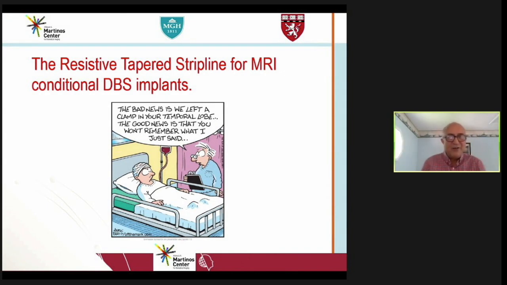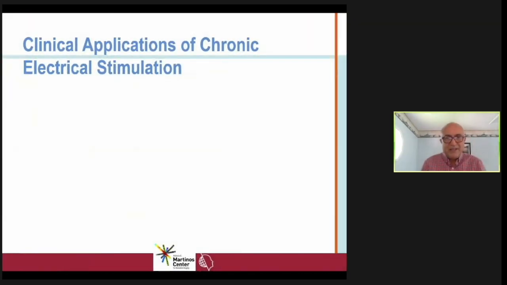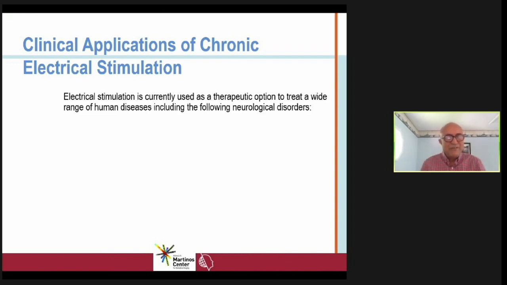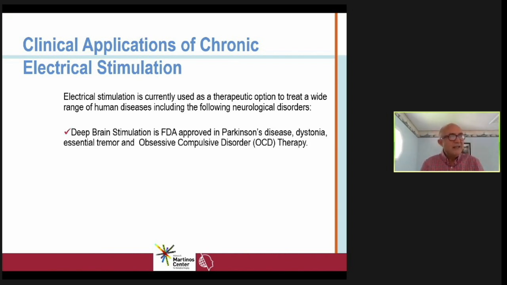We're now going to talk a little about some of the applications of chronic implantation with electrical stimulation. Electrical stimulation is used quite often to treat neurological disorders, and deep brain stimulation is FDA approved for use in dystonia, Parkinson's patients, essential tremor, and obsessive compulsive disorder therapy.